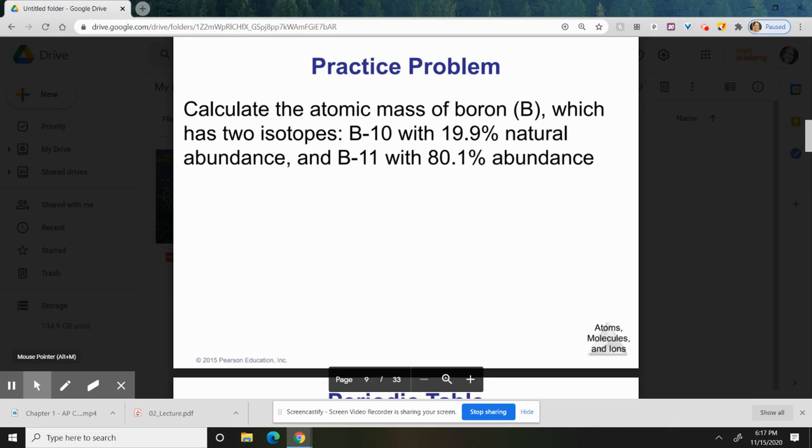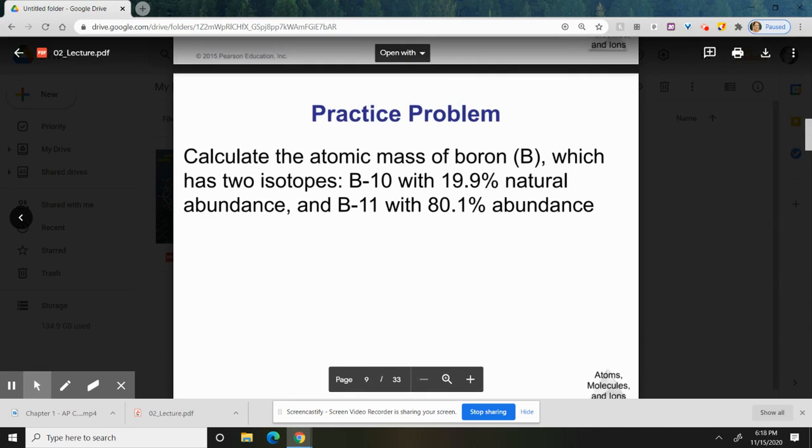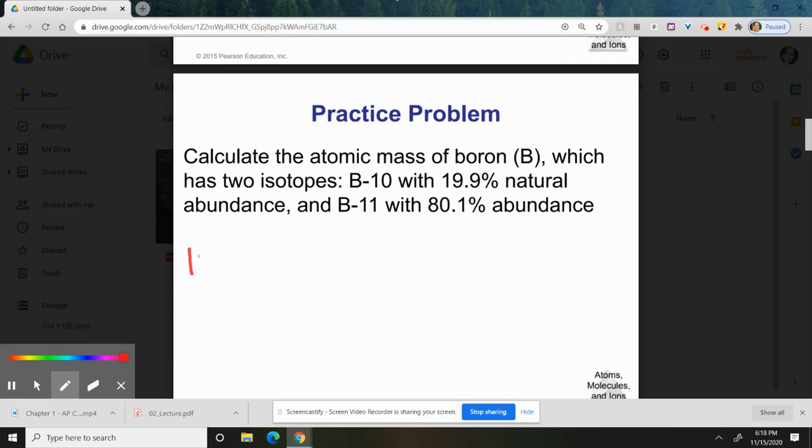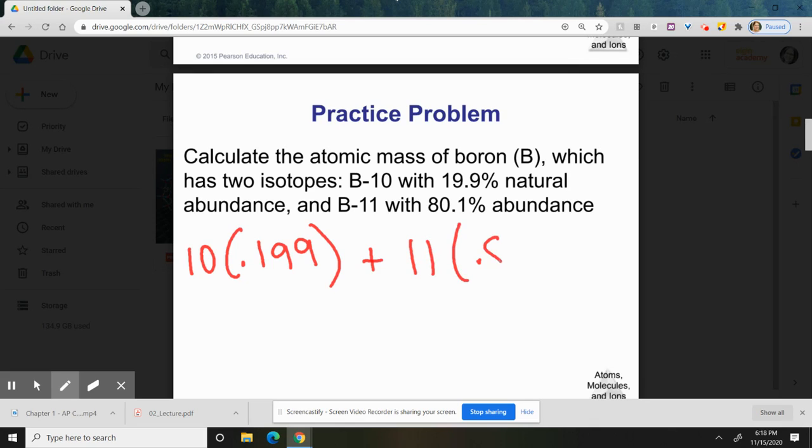So here's a sample problem. I urge you to take a second, try it out, and then we will talk it through. So to look through it, boron has a mass of 10 with a 19.9% abundance. So I'm going to do 0.199 to turn my percentage into a decimal. And then boron 11 has an abundance of 0.801 as my fraction. So again, turning the 80.1% into a fraction.